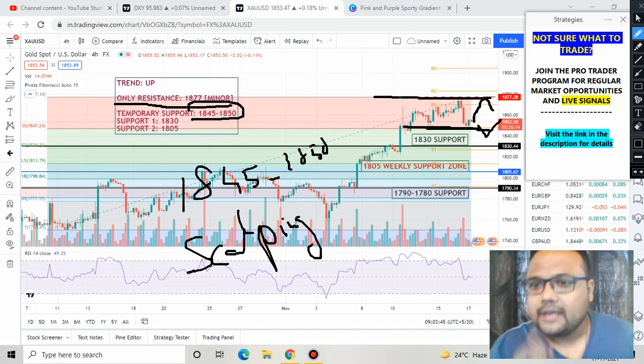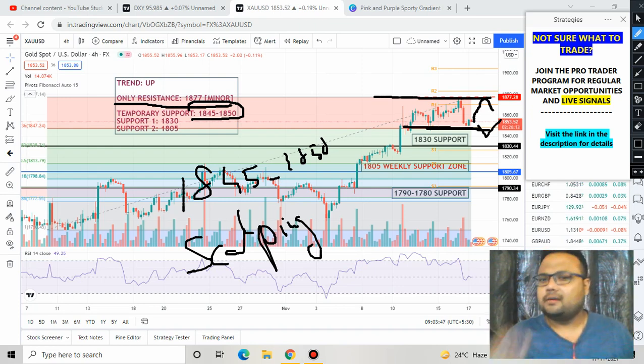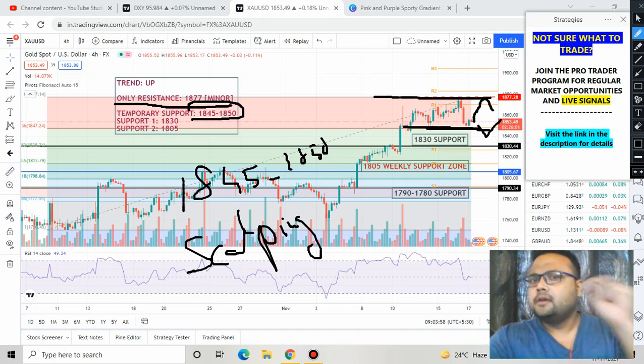Right now it is trading at 1853, so no need to trade right now. Let it come down a little bit, and hopefully you've understood what the trading opportunities on gold are here. Considering the overall trend of the market, if you're looking for positional trading, then only go for a buy at the 1830 level, or if it breaks the level of 1877.